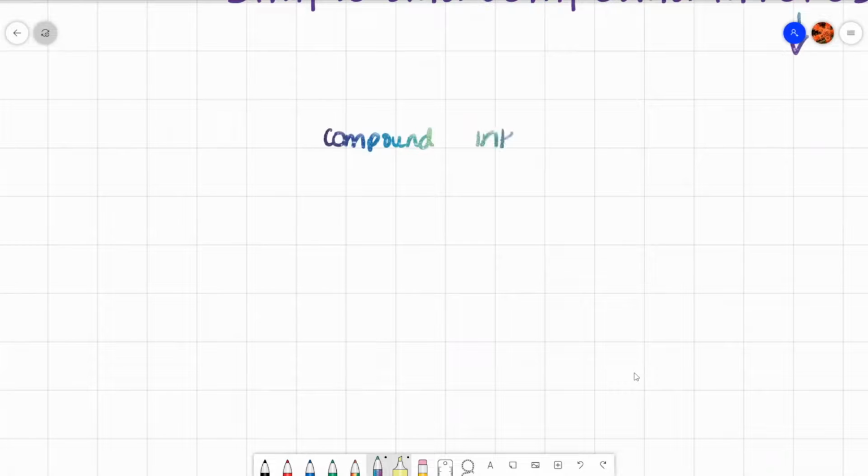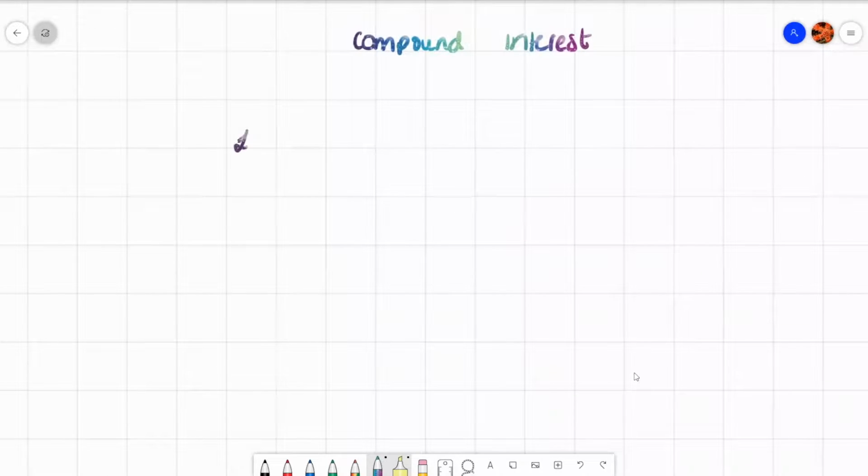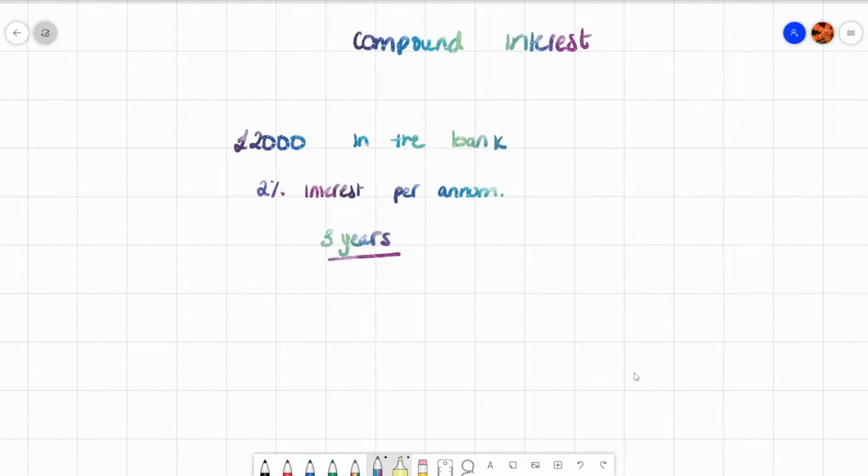Okay, let's have a look at an example of what compound interest is first, because compound and simple interest are two entirely different things. Let's say you've got £2,000 in the bank. The bank's going to say that they will pay you 2% for putting your money in your bank. So 2% interest per annum, per year, if you leave your money in the account. And we want to know how much money we will have at the end of 3 years.